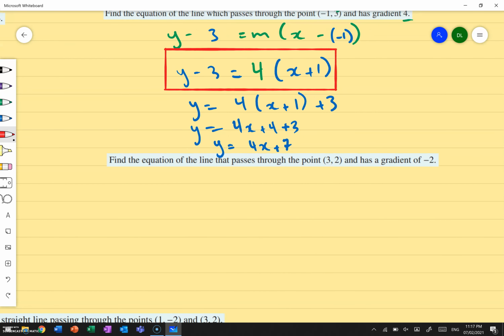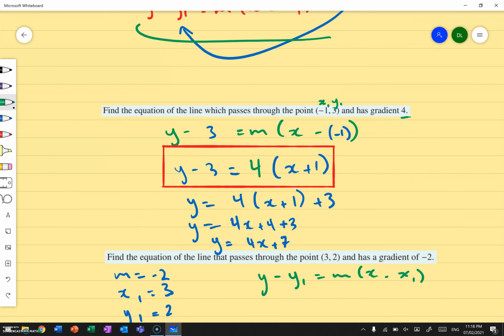Next question before our last one. Find the equation of the line that passes through point 3, 2 and has a gradient of negative 2. First thing I want to do, once again, is identify. I've got a gradient, which means that m equals negative 2. I know that x1 equals 3, that's our point over there. And I've got y1, which equals 2. Now, let's go ahead and write an equation. y minus y1 equals m bracket x take away x1.